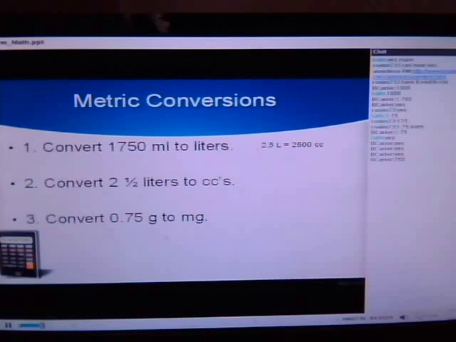So I just gave you the answer, didn't I? That's all we have to do. 2.5 liters to cc's is 2,500 cc's. All right, let's do the next one. Convert 0.7 grams to milligrams.